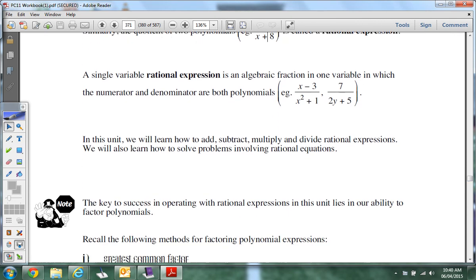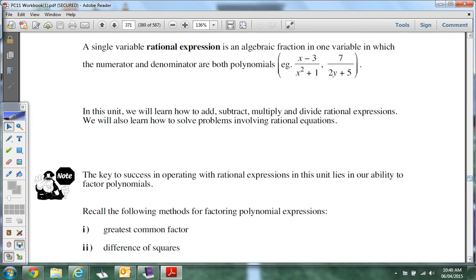A single variable rational expression is an algebraic fraction in one variable in which the numerator and denominator are both polynomials. So x minus 3 over x squared plus 1, those still use the same x, so that's still a rational expression because it's using the one variable. We will do mixed variables later. And then 7 over 2y plus 5 is another example. It has just y's.